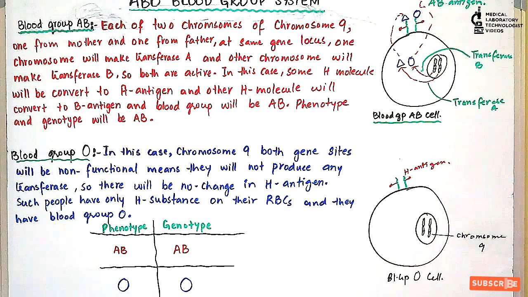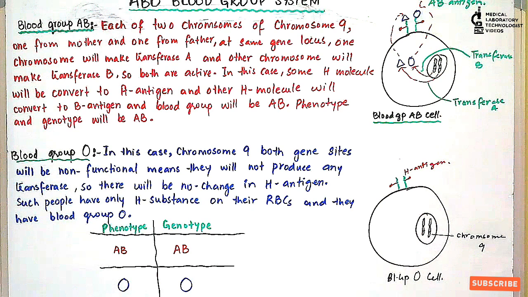So now we first studied that H antigen. Now I hope you understand why we say that blood group O people have only H antigen. Other blood groups also have H antigen, but H antigen is recessive in nature, while A and B antigens are dominant in nature. So blood will be expressed as blood group A, blood group B and blood group AB. But when there is no production of transferase A or transferase B, in that condition RBCs have only H antigen and the blood group is expressed as blood group O.